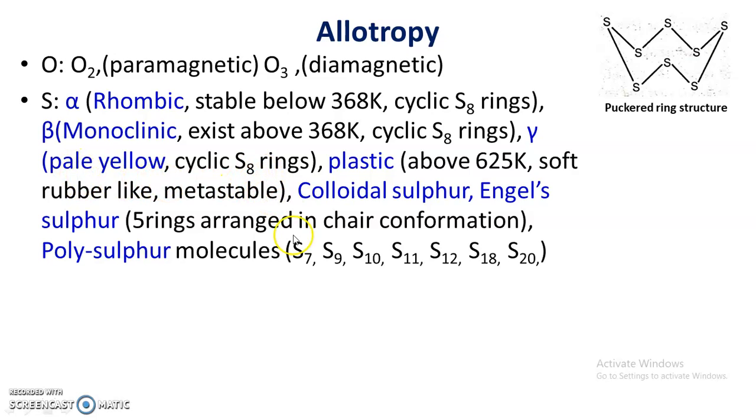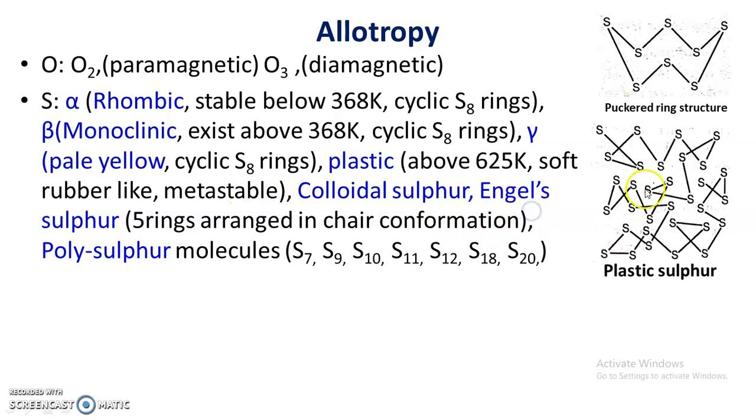It is also cyclic, having a cyclic ring structure. Then plastic sulfur exists above 625 Kelvin. So when sulfur is heated up to 625 Kelvin, it undergoes polymerization and becomes plastic sulfur. It is soft, rubber-like and metastable, and this is the representation of plastic sulfur.